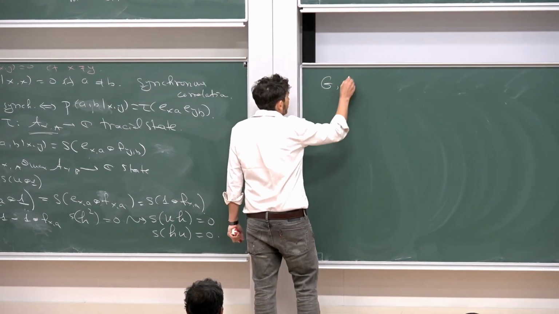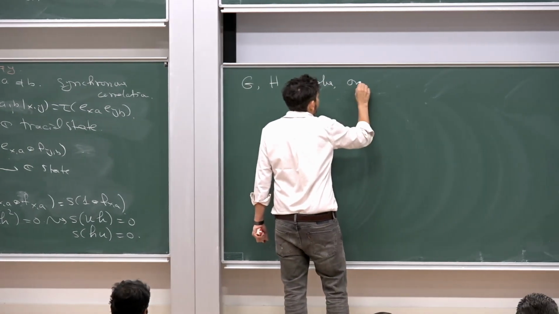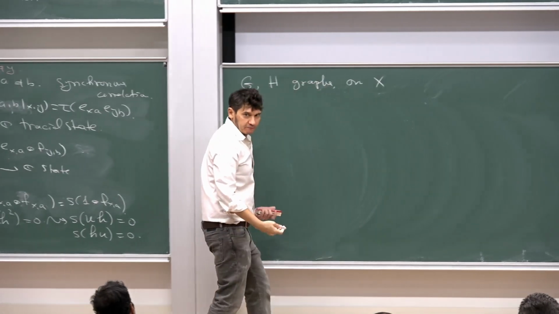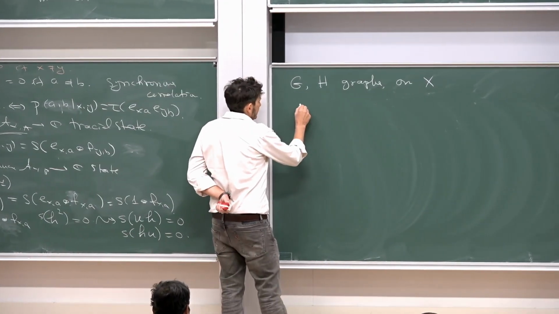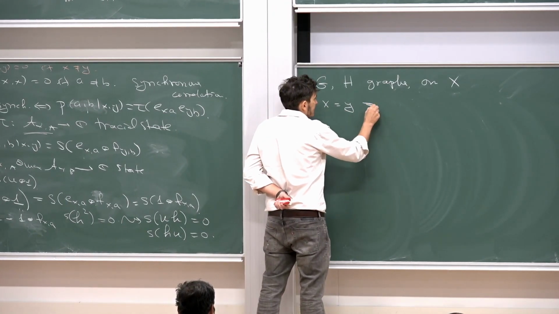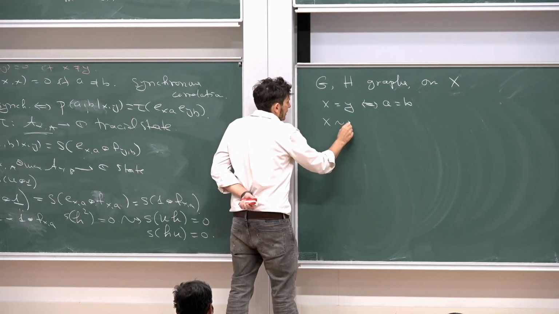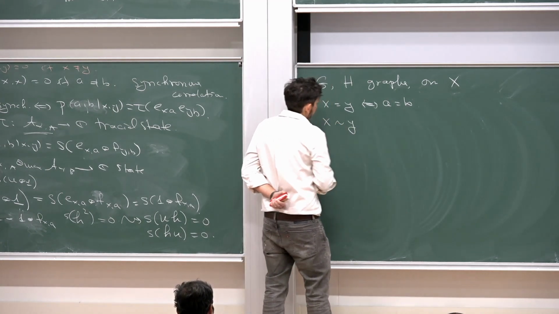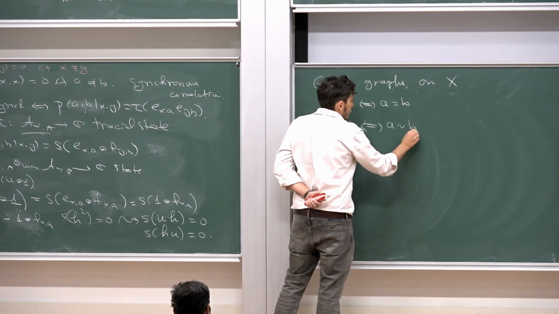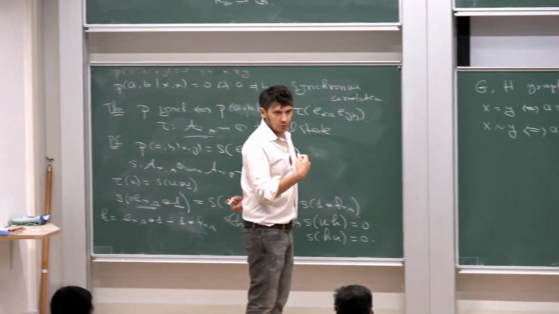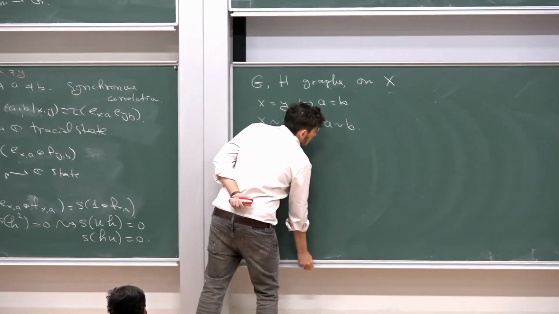You need to start with two graphs, G and H, on the same vertex set, and you want the conditions. First of all, you want the bisynchronicity conditions: x is equal to y precisely when a is equal to b. And then you want the isomorphism condition: x is adjacent to y if and only if a is adjacent to b. We want to be able to revert these implications. All right.